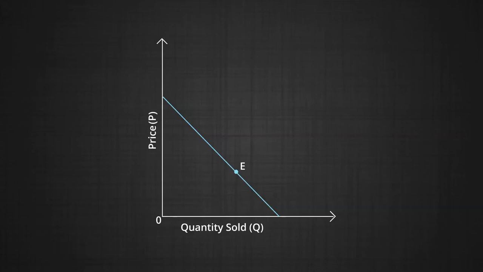Assume point E anywhere on this demand curve. The price elasticity of demand at the point E is given by the ratio of the length of the line segment EQM to the length of the line segment ES. Let us now turn to some additional topics in elasticity.